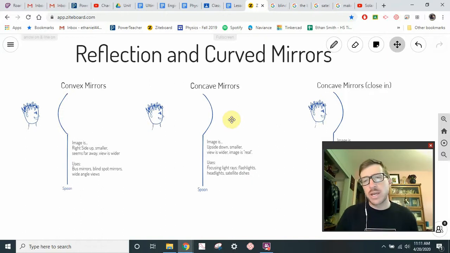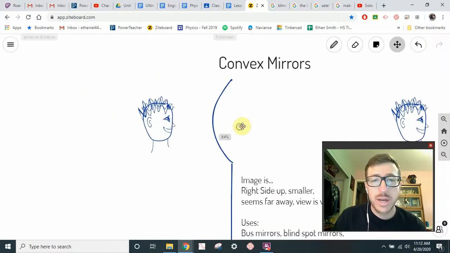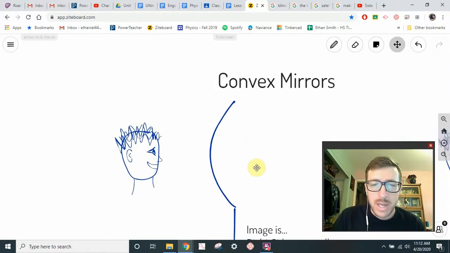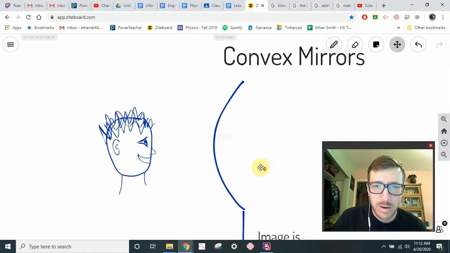So why is this happening? Why are we getting these different views when we look in these different mirrors? Well, let's consider it using some ray diagrams. So I'm going to go ahead and draw in here what is actually happening with these light rays. On our convex mirror, right here I've drawn a very silly looking smiley person. And let's just look at the light rays coming from their chin.